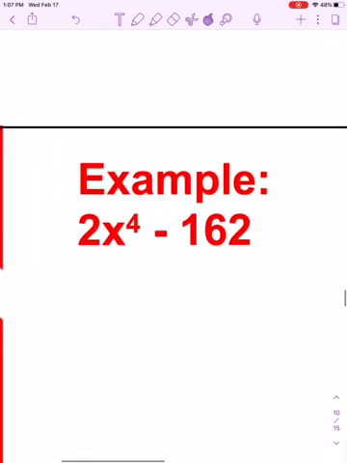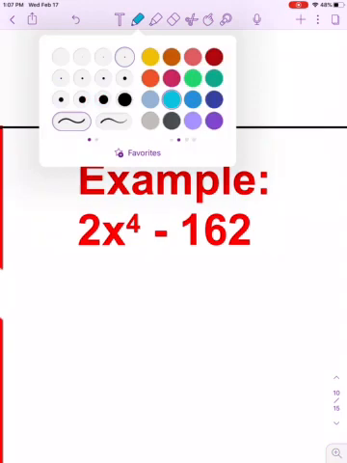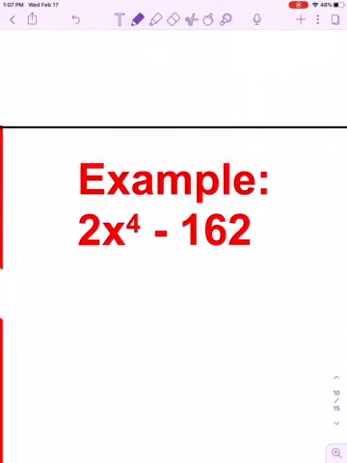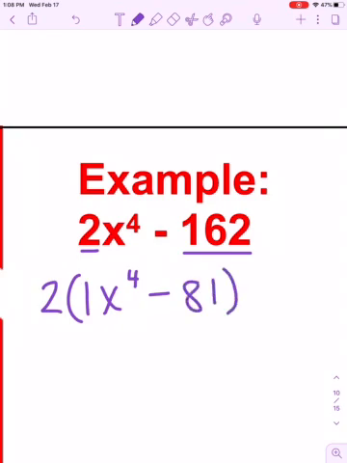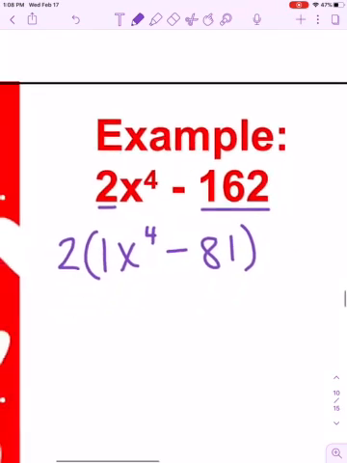Okay, we'll do this one. This one has a lot going on, so you gotta pay attention. All right, 2 and 162 have a common factor of 2. My first term has 4 x's, but my second term doesn't have any, so I can't take any out. So that leaves me with a 1, x to the 4th, minus 162 divided by 2. 162 divided by 2 is 81.